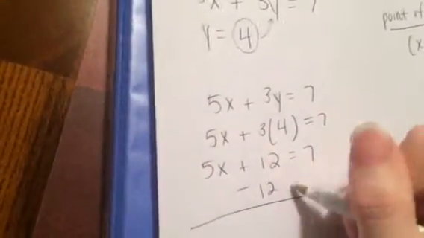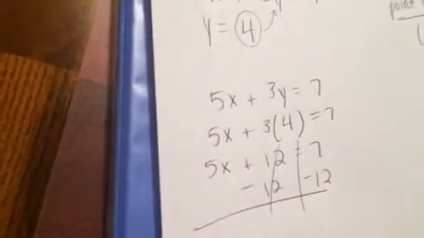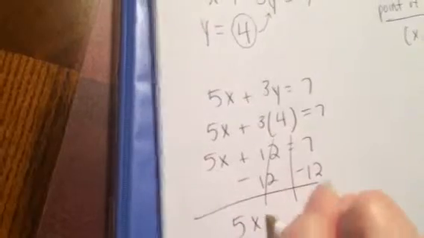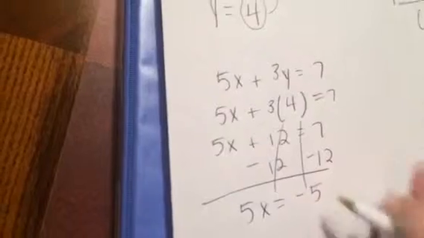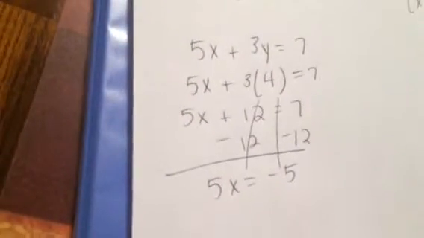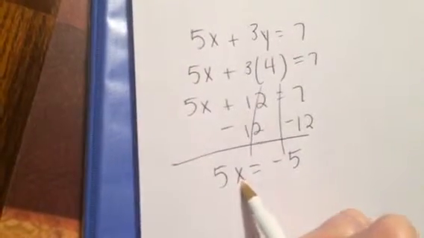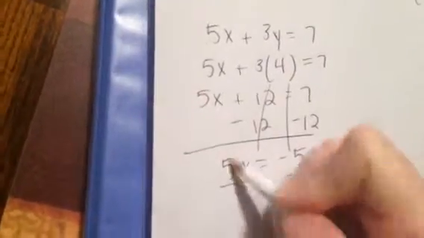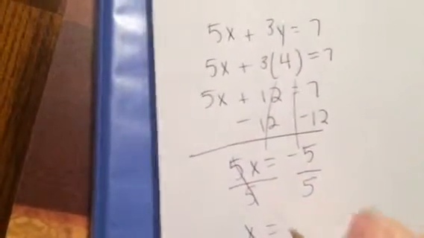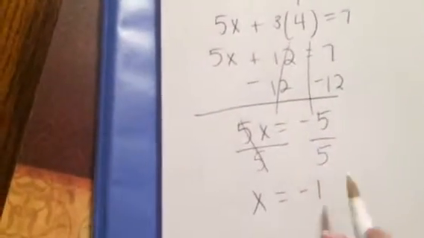All right, whatever we do to this side, we have to do to this side. Over here, 12s cancel out, and I'm left with 5x equals 7 minus 12 is negative 5. All right, now x isn't by itself yet. I have to keep going. How do I get x by itself? I divide both sides by 5. All right, the 5s cancel out, and I'm left with x equals, what's negative 5 divided by 5? Negative 1. So now I know x equals negative 1.